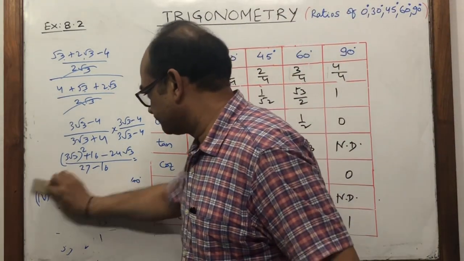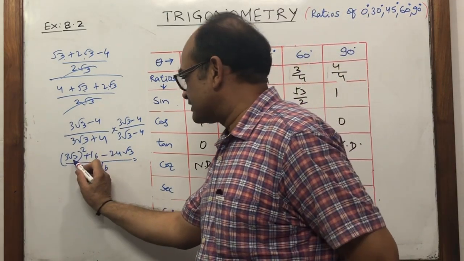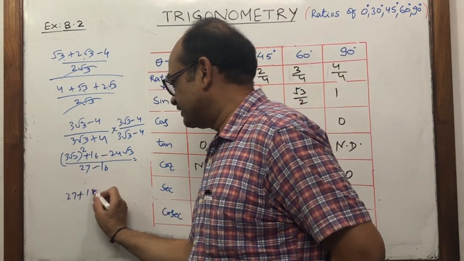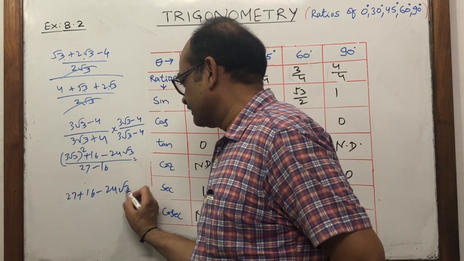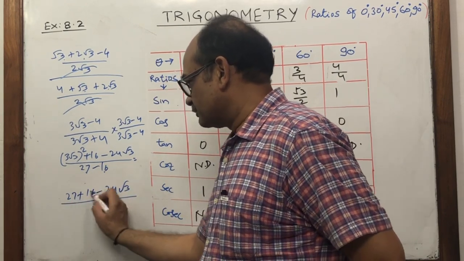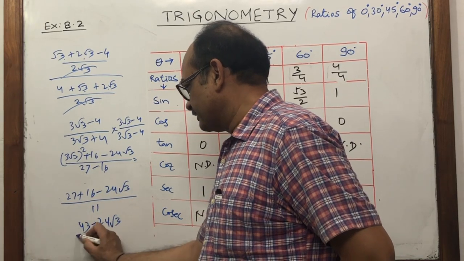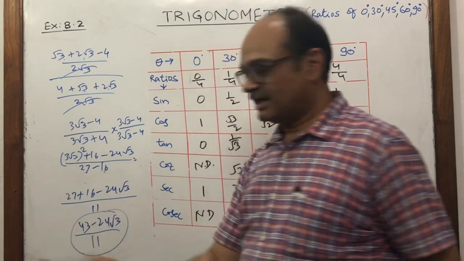The last step, it is 27 plus 16 minus 24 root 3 divided by 11. So 43 minus 24 root 3 divided by 11 is the answer.